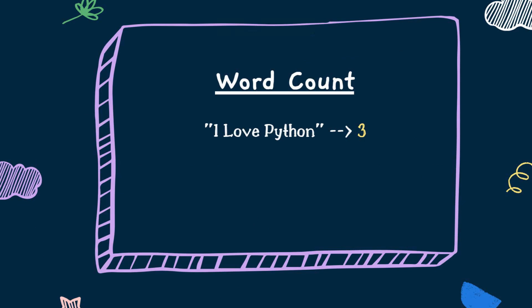Let me start with word count. So here in this example, my input string is "I love Python", which is having 3 words in it. That's why the result is 3 here. Now I will show you the algorithm to implement the word count in Python.